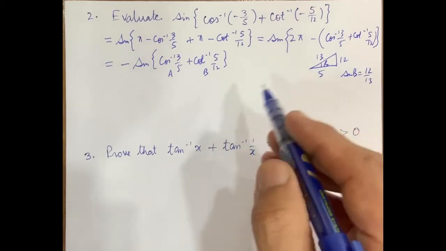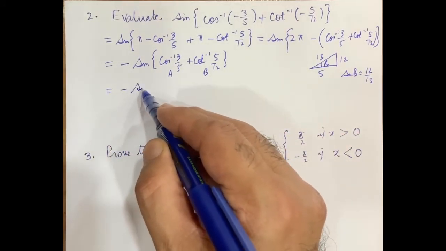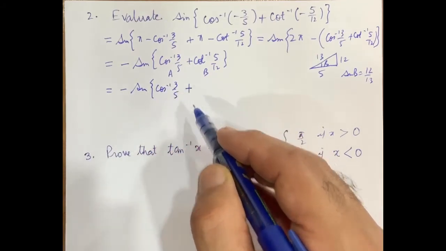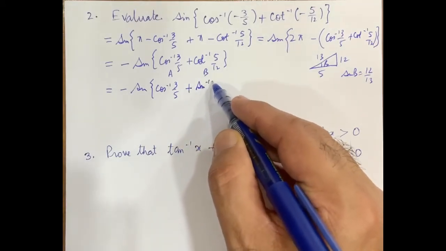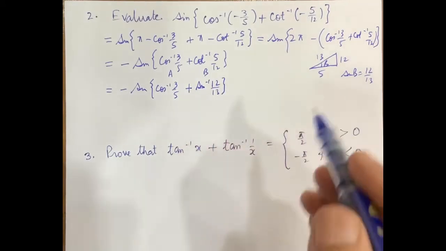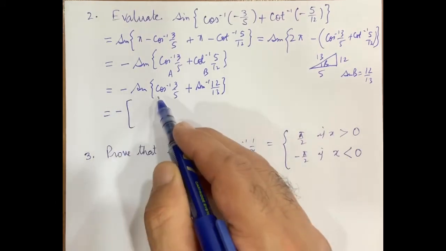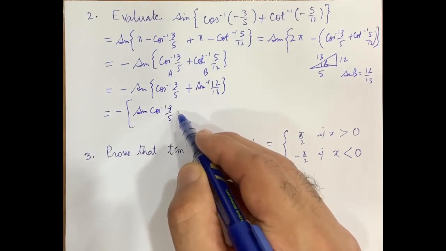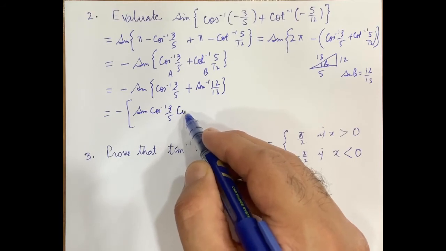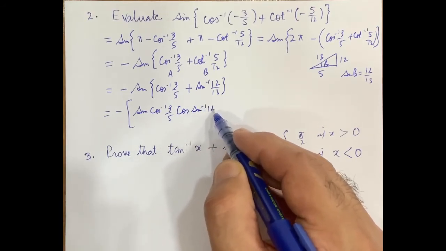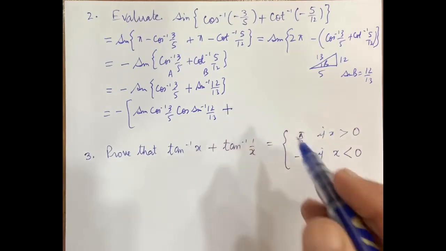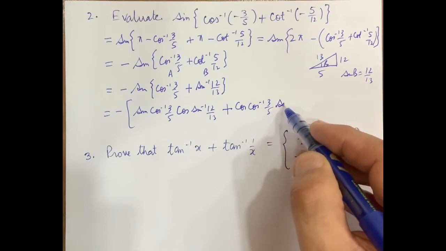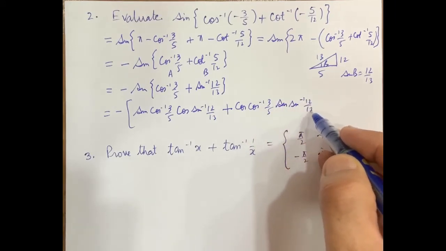It's 12 by 13. So this can be written minus sine of cos inverse of 3 by 5 plus this is sine inverse of 12 by 13. So this is minus sine of A plus B. This is sine A, sine of cos inverse of 3 by 5, sine A into cos B, cos of sine inverse of 12 by 13, plus this is cos A, cos of cos inverse 3 by 5 into sine of sine inverse of 12 by 13.